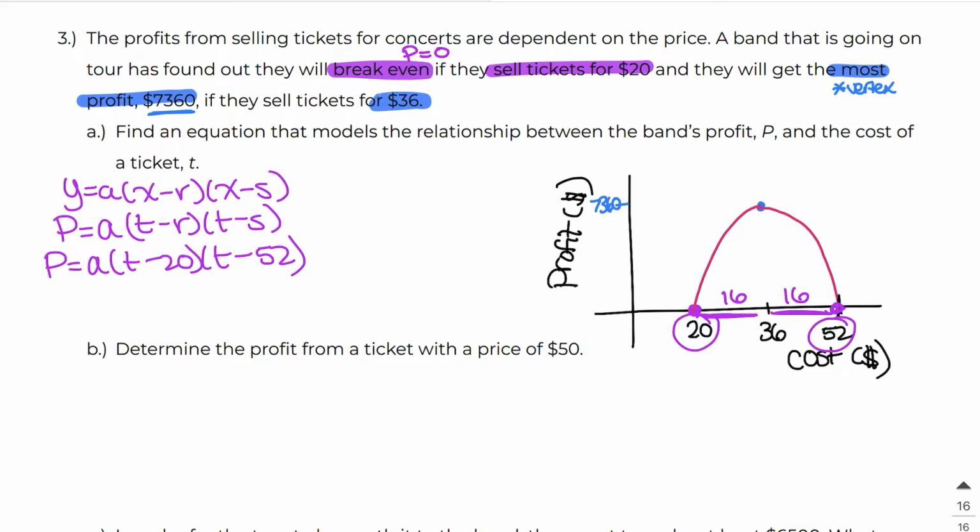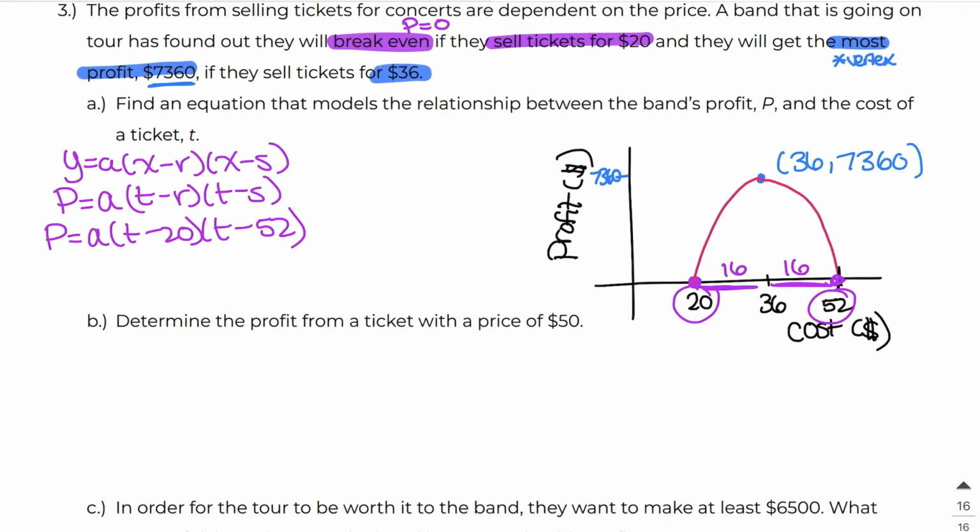Okay, and then in order to solve for A, I have to plug in a point, and the point that I'm going to plug in is 36, 7,360. So let's go ahead and do that right here. So this right here would be 7,360. That's going to be equal to A times right here, the t value that I'm going to plug in is going to be 36.